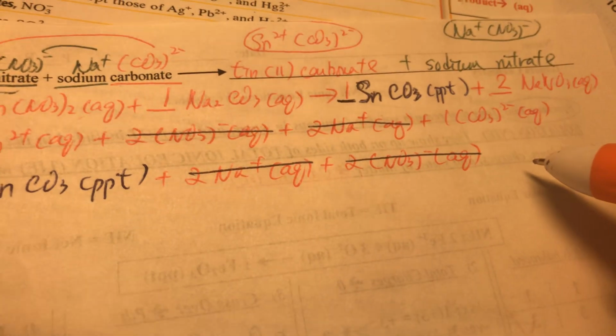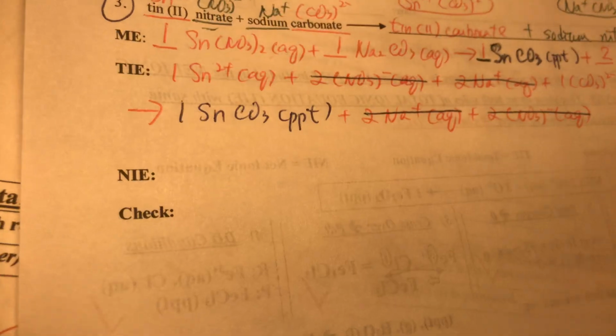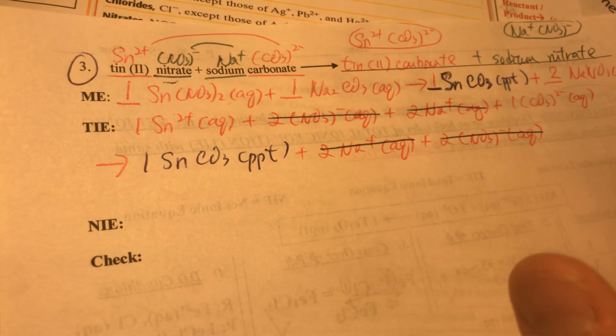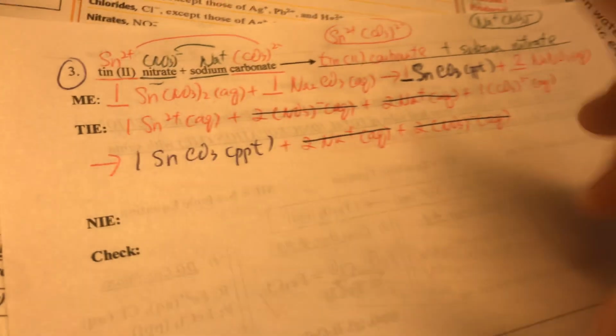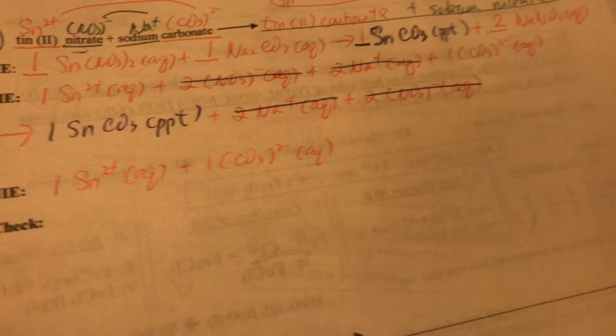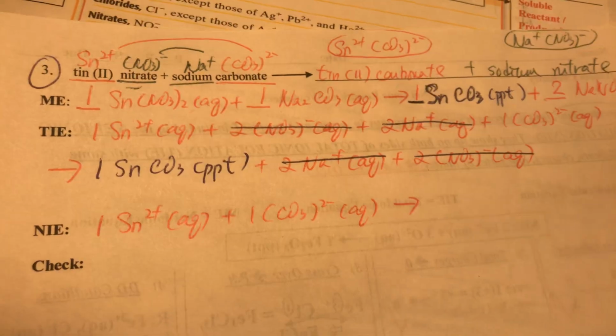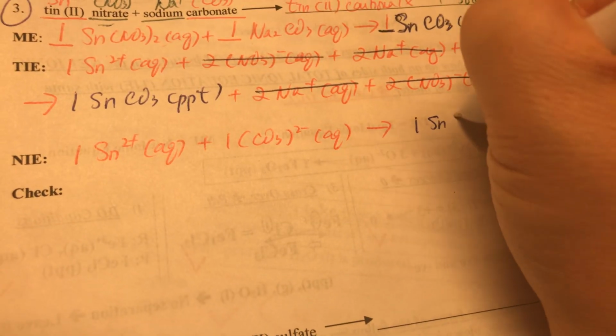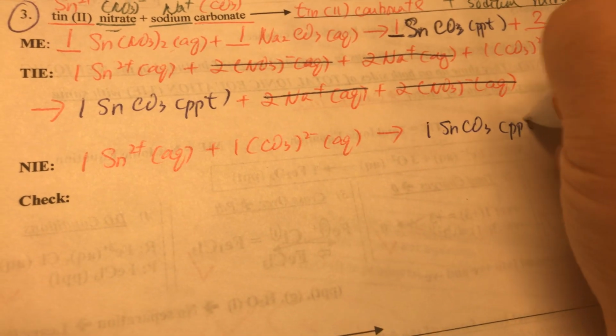I don't have one CO3 2 minus on both sides, so leave it. Okay, then the ionic will be left over. Again, plus first, negative next. So I'm going to write Sn2+ (aq) plus CO3 2- (aq), and then arrow, and then blue pen, I got 1 SnCO3 (PPT).